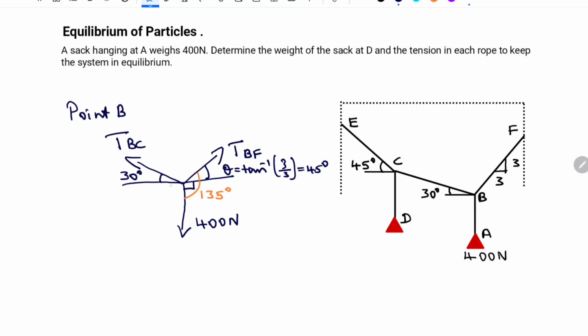Similarly, here also we have 30 degree and a 90 degree, so the summation will be 90 plus 30, that is equal to 120 degree. Now at the top, this line is 180 degree. Here we have 30 degree and 45 degree, so 180 minus 30 minus 45 gives the remaining inclination, that is 105 degree. So first let us start with this point, then we can draw the free body diagram for point C.